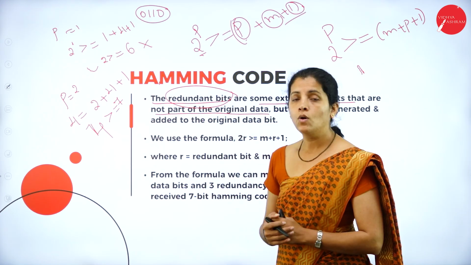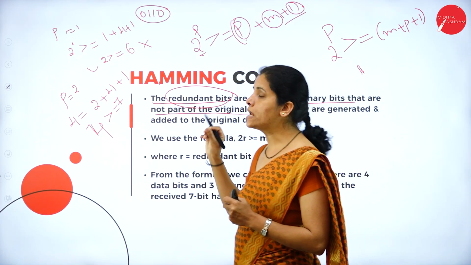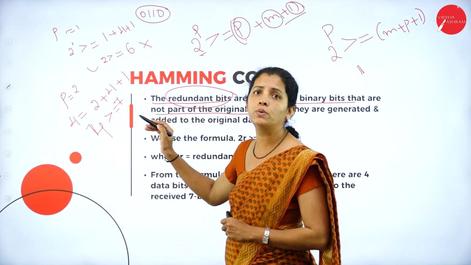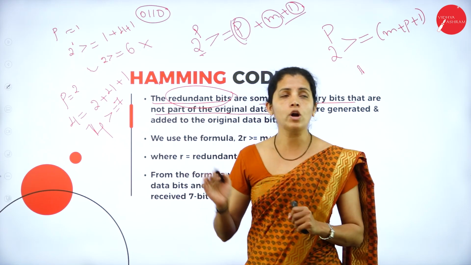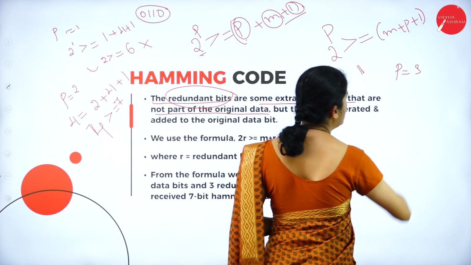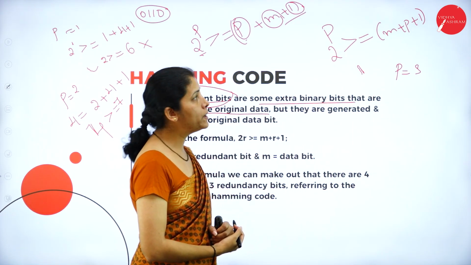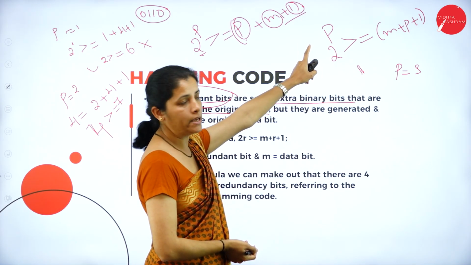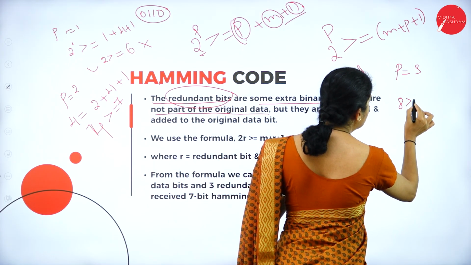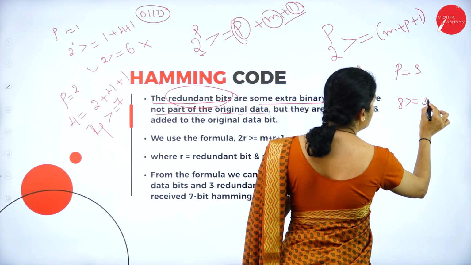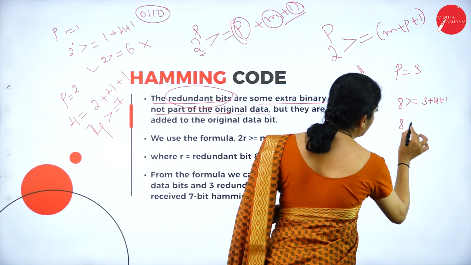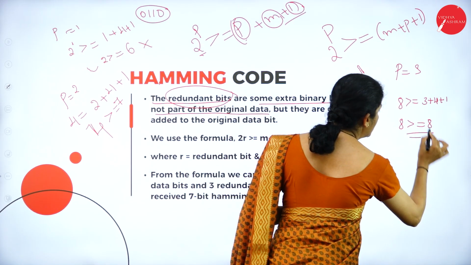It is false. Now I want to assign P equal to 3, because 4 greater than or equal to 7 is false. So P equal to 3. Then the formula is 2 to the power P. Here P is 3, so 2 to the power 3 is 8, greater than or equal to 3 plus 4 plus 1. So 8 greater than or equal to 8, the condition is true.